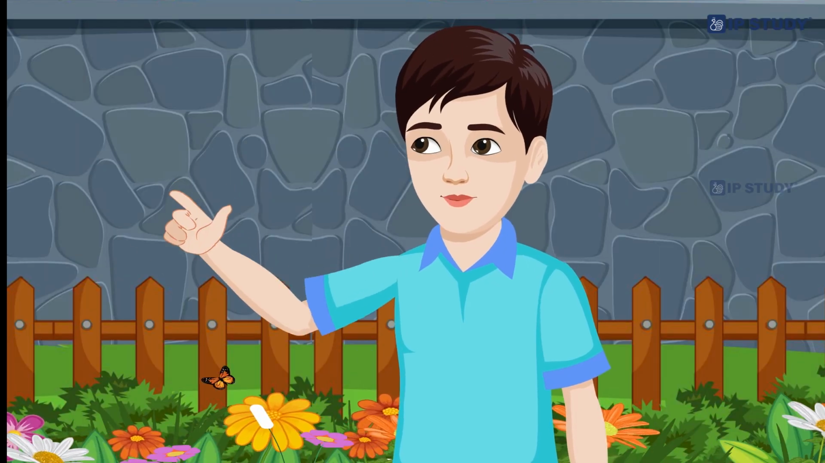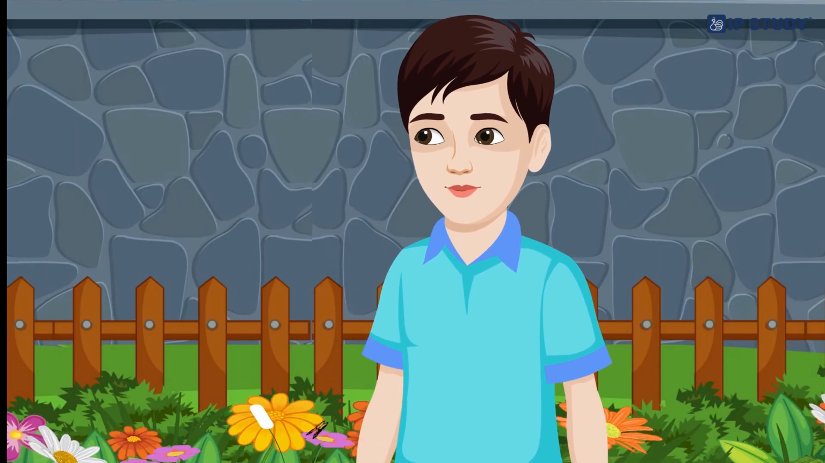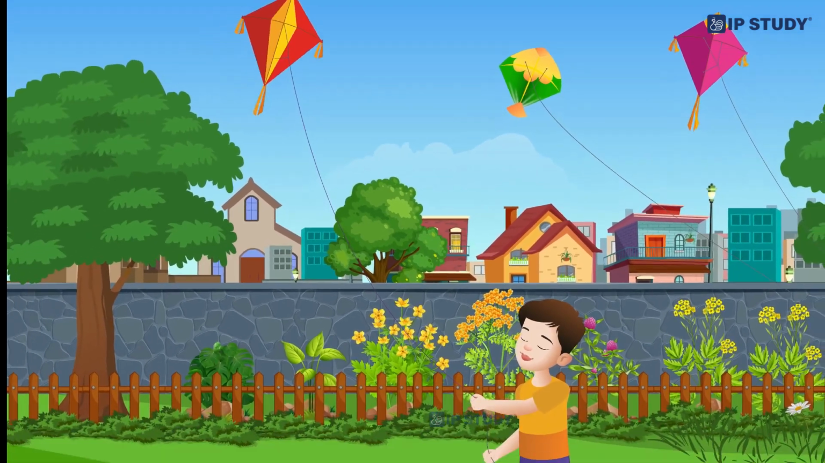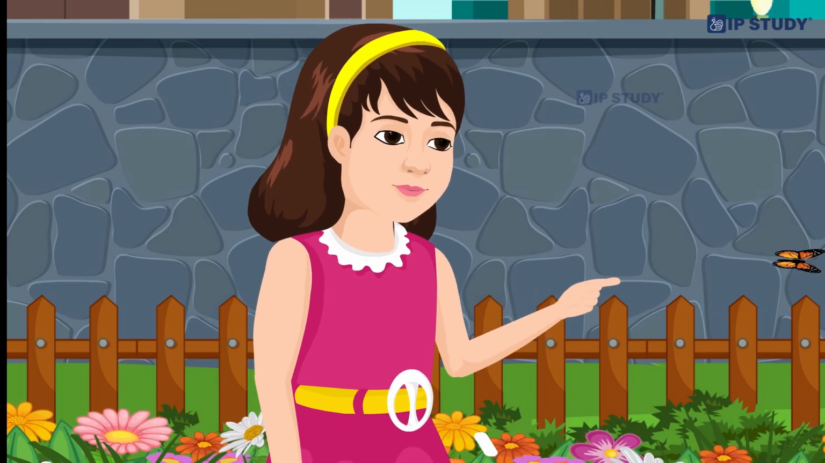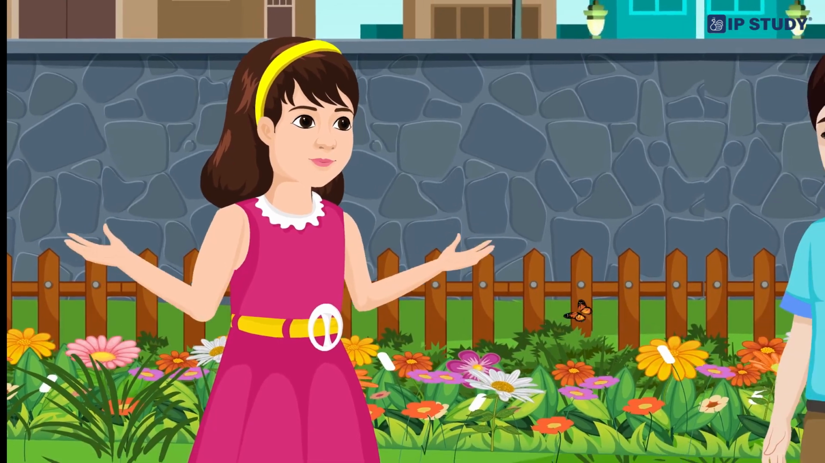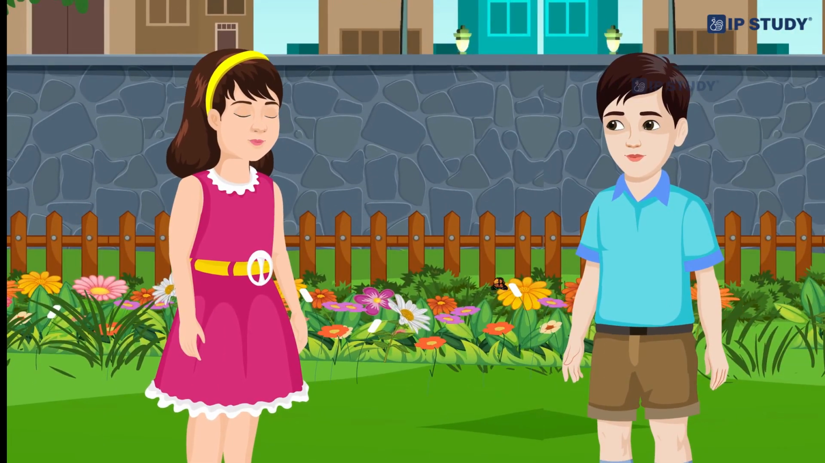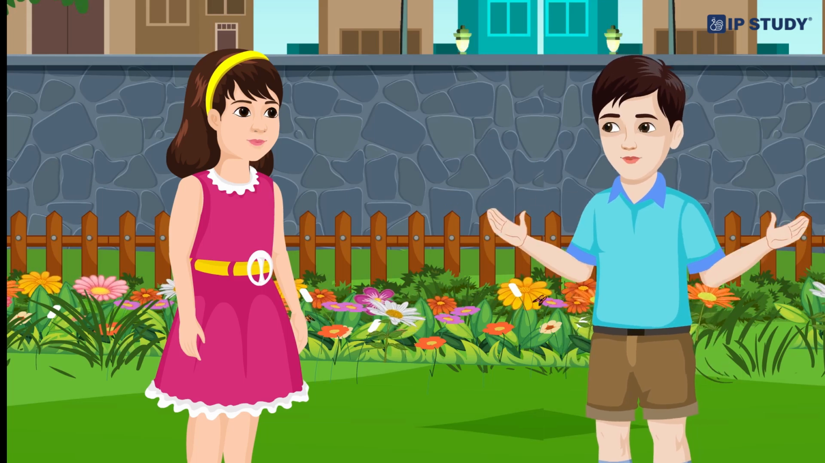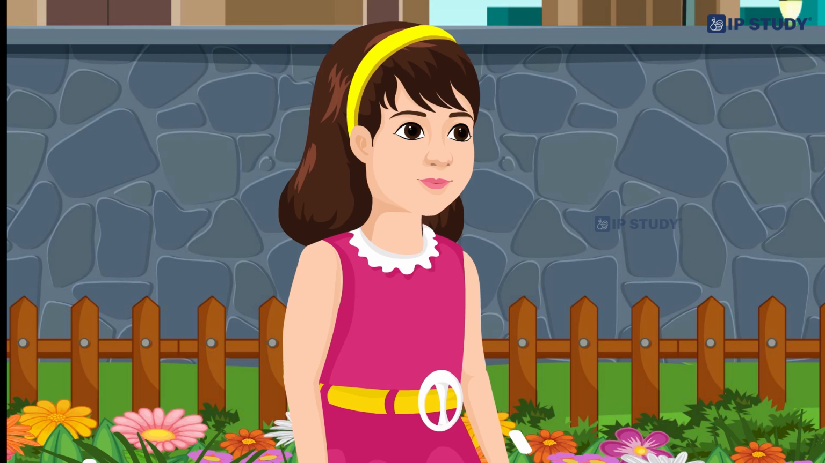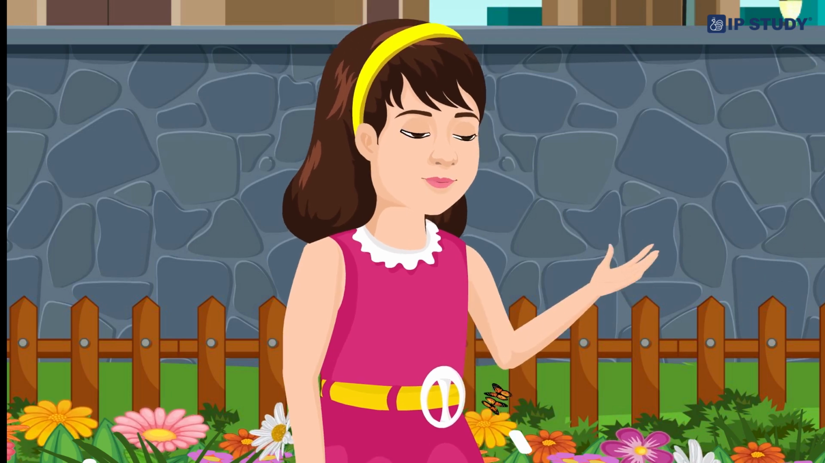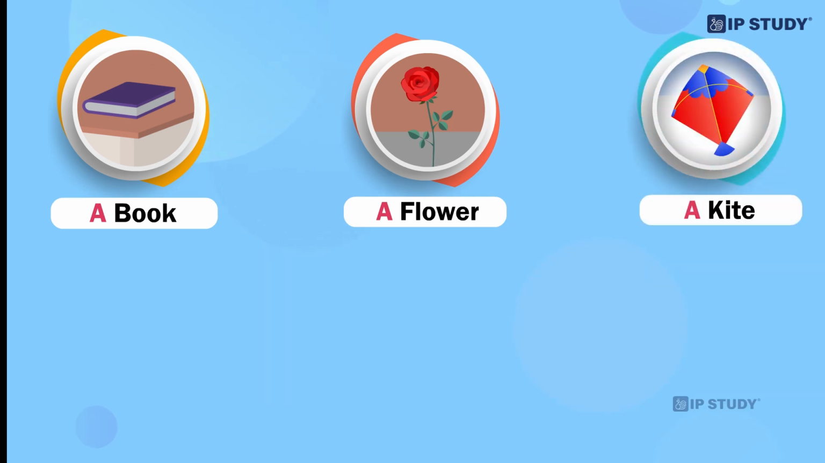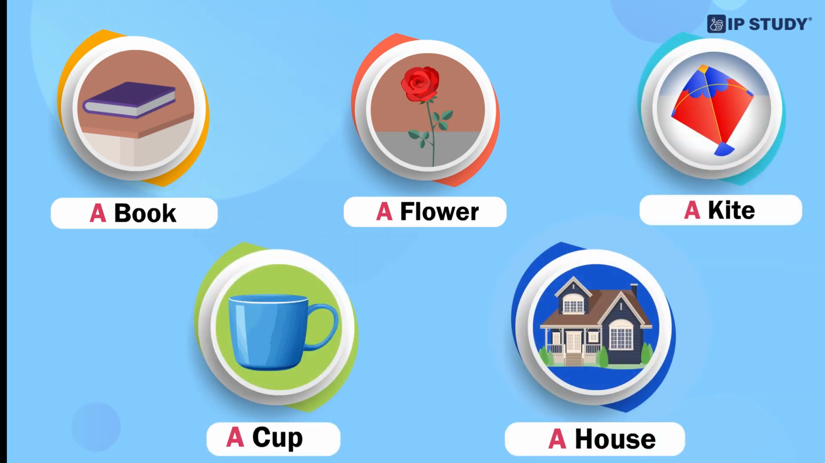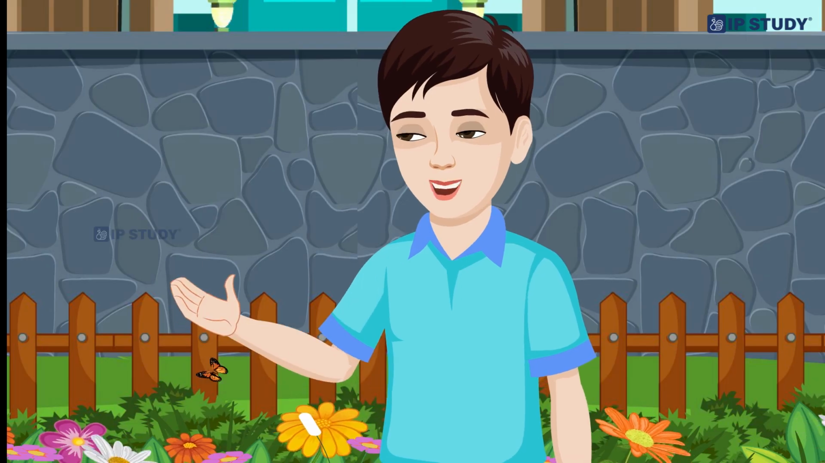Look, Janvi, the kite flies so high. Nice, Akshit, but you should say a kite flies so high because you are talking about any kite. Why do we use a before kite? We use a before words that start with a consonant sound. Examples: a book, a flower, a kite, a cup, a house. Got it, Janvi.